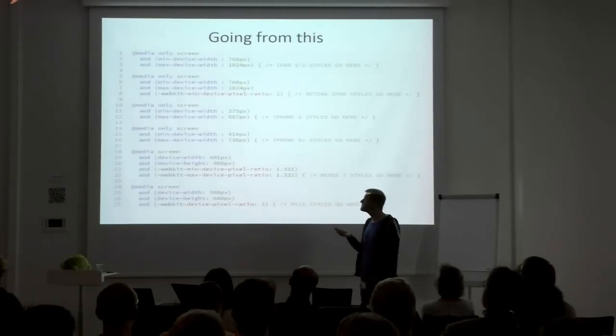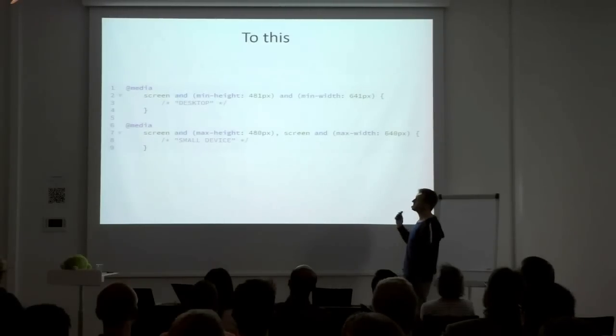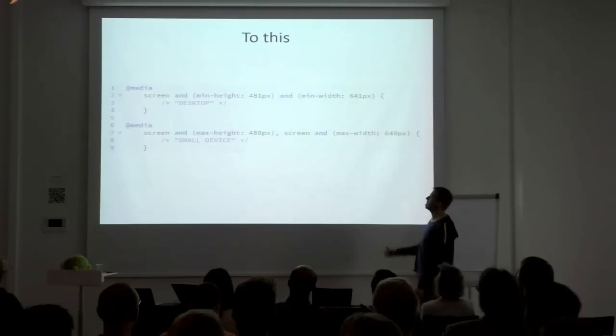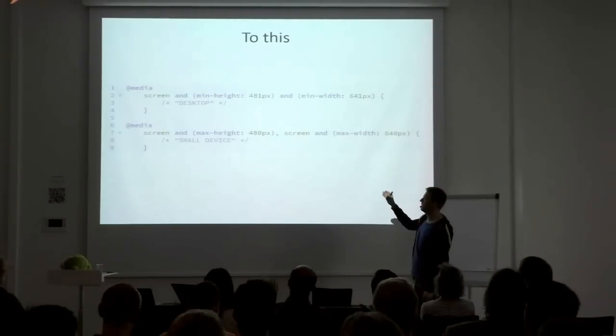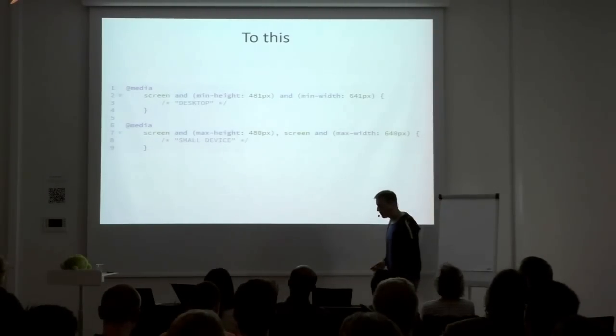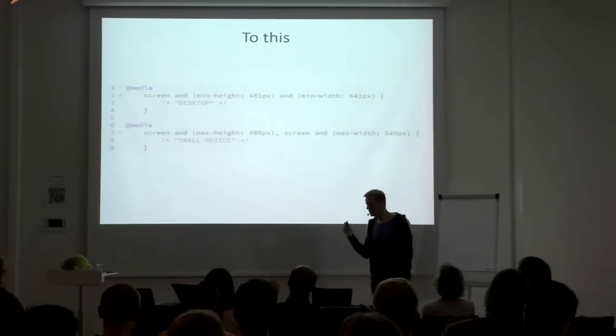So we went from this down to this. This is much easier to work with. You just have 2 media queries to work with. The one at the top just looks at the area that your view is on in the browser and says that if you're above these values, you will have the desktop experience. And when you are below it, you want to go to the small device. Good, we've done it. But not really.